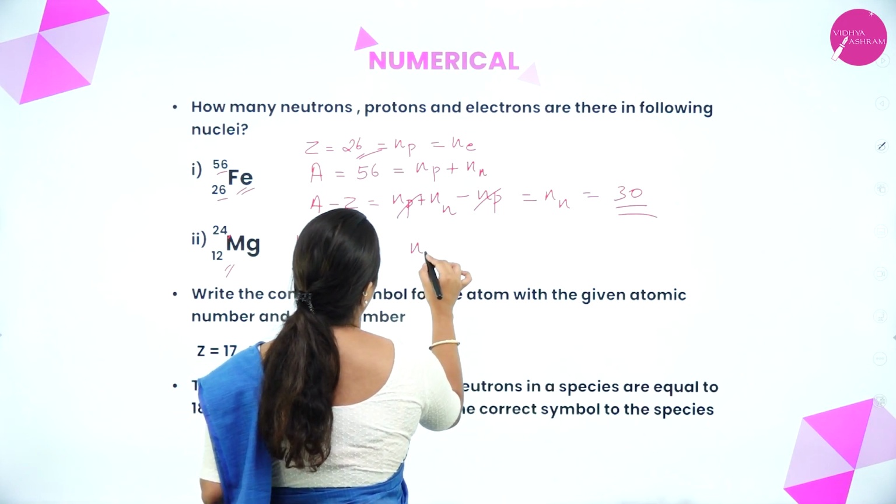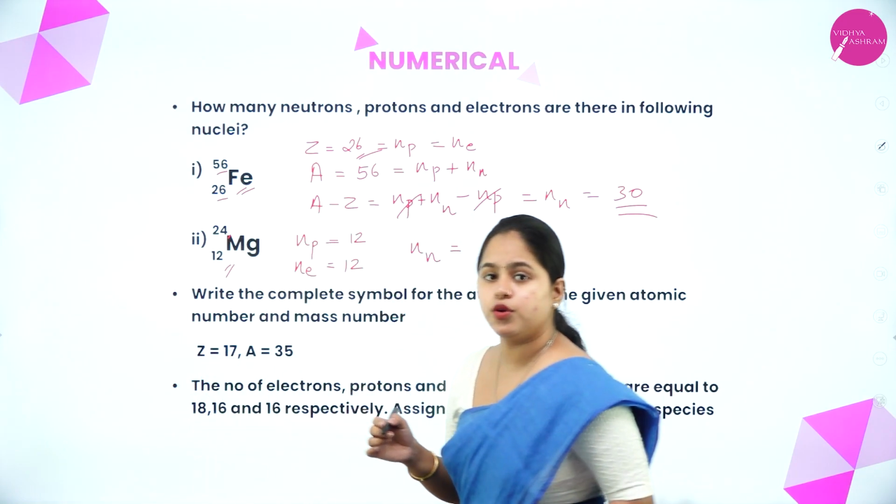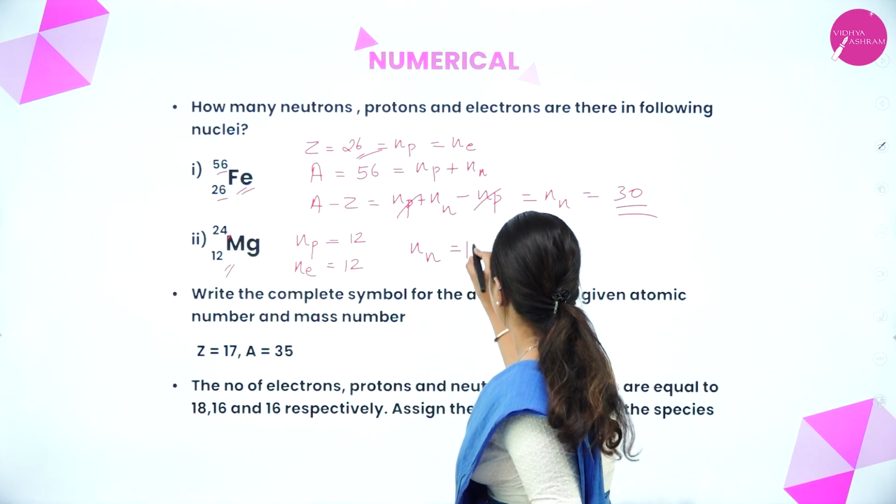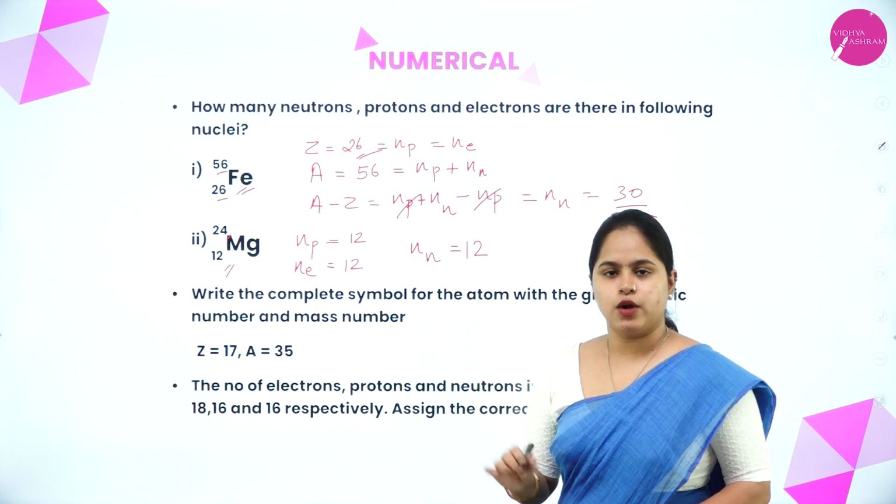And your number of neutrons, how can you calculate it? It is just 24 minus 12, which will give you again 12. Yes, I hope this is clear.